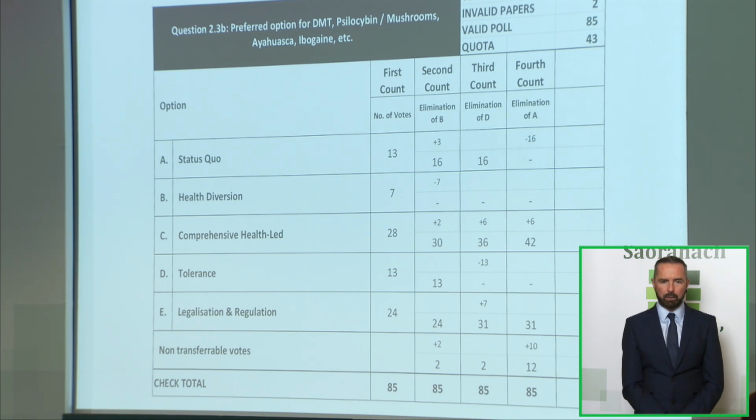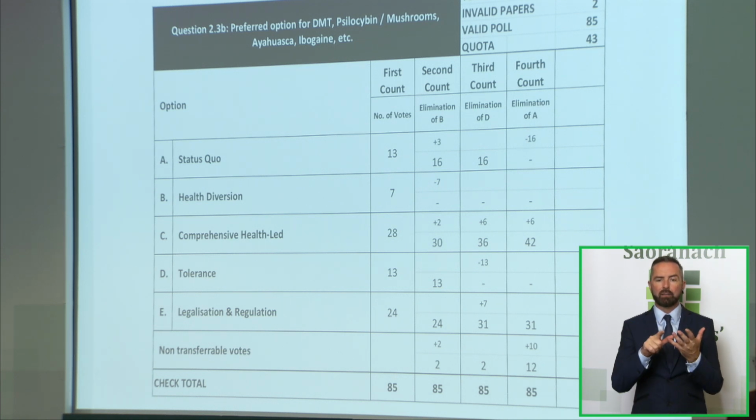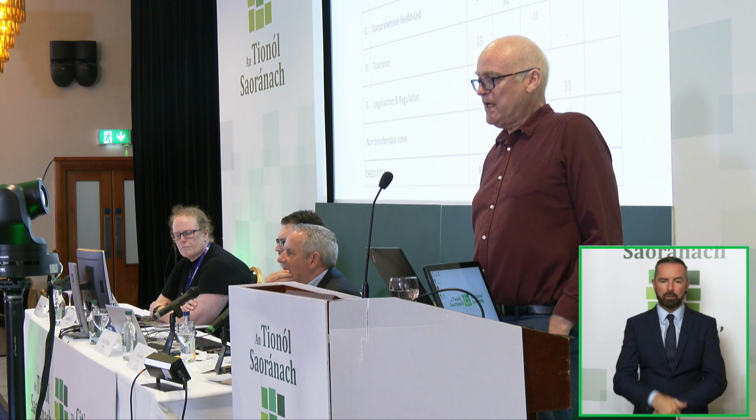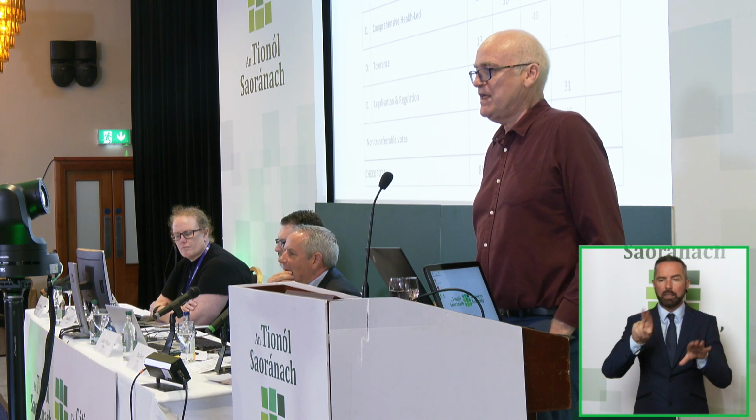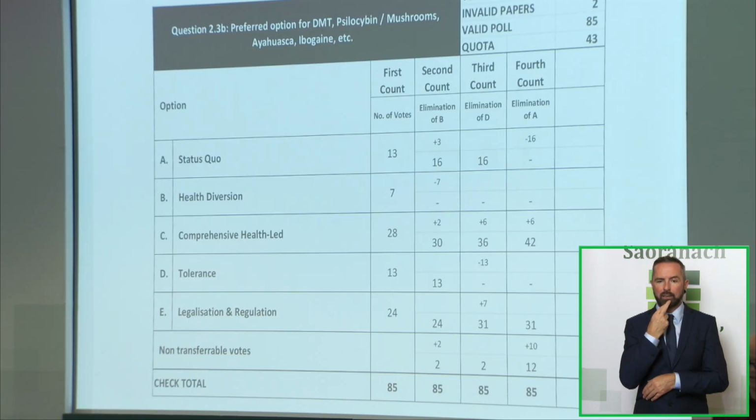The status quo got 13 first preference, health diversion got 7, comprehensive health-led got 28, tolerance got 13, and legalisation and regulation got 24. So therefore, we eliminate the 7 votes for health diversion. That still didn't give us a quota on any of the options. At that stage, option C is in the lead with 30, but still well short of the 43. So we eliminate the 13 votes for option D, distribute their next preferences across the rest. That gave us 36 for comprehensive health-led, 31 for legalisation, and 16 for the status quo.